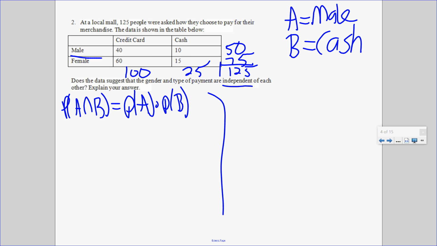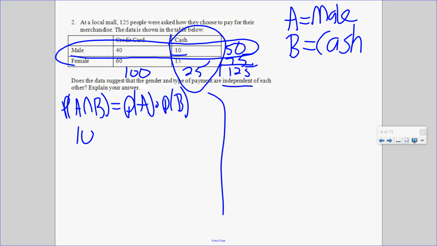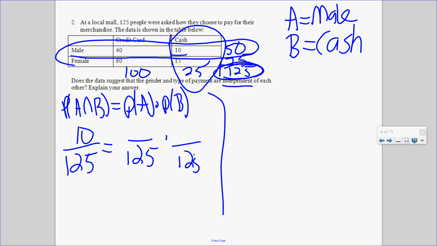I've got male. I've got cash. Probability of male and cash is 10 over 125. Remember, there's no condition, so your denominator is going to always be your total. Probability of A, probability of male, is 50. Probability of cash is 25. Circling it helps you see what's going on.